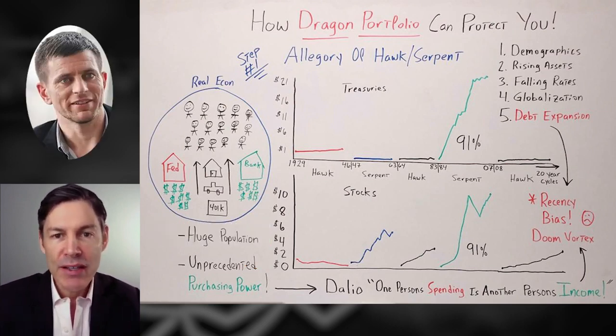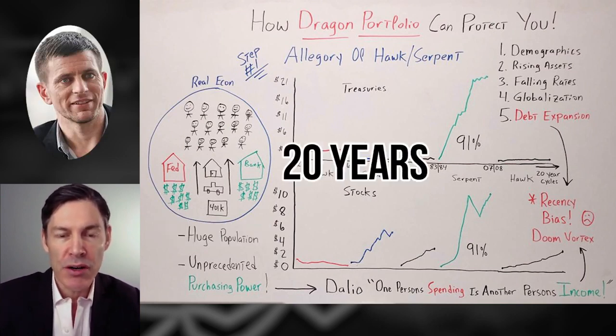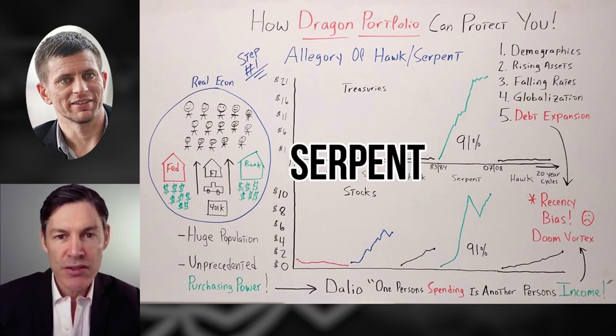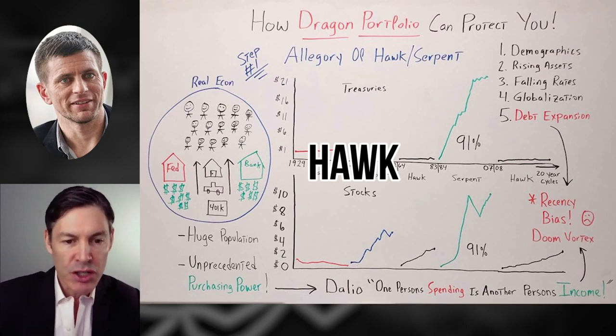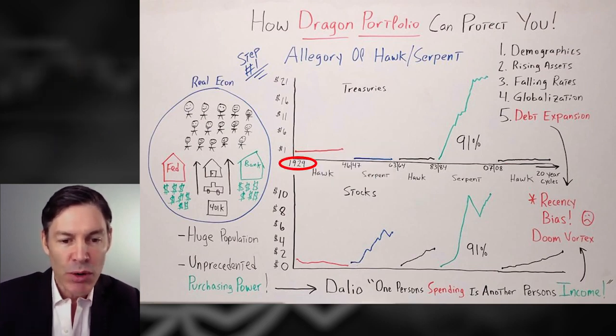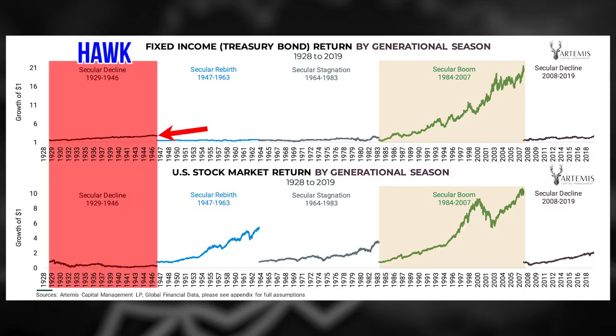And Chris breaks things down into these cycles. They happen to be about 20 years. And of course, one cycle is the serpent. The other cycle is the hawk. We'll go into details in just a moment. But in 1929, during this hawk period from 29 to 46, treasuries didn't do much at all. And equities during the same time frame actually went down in value.